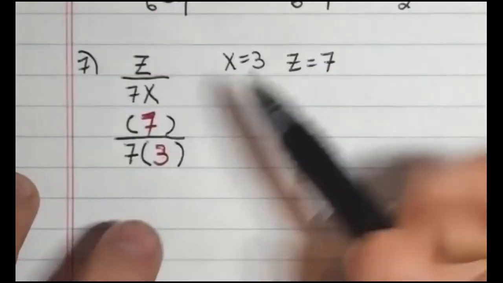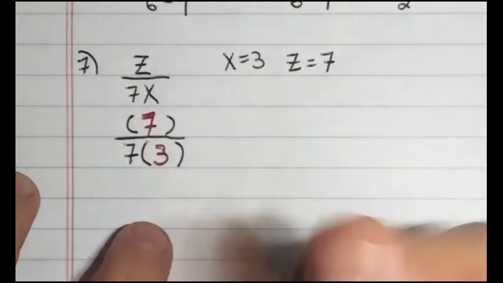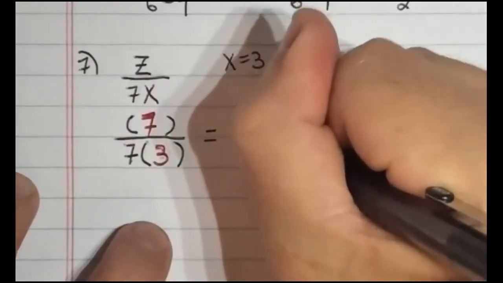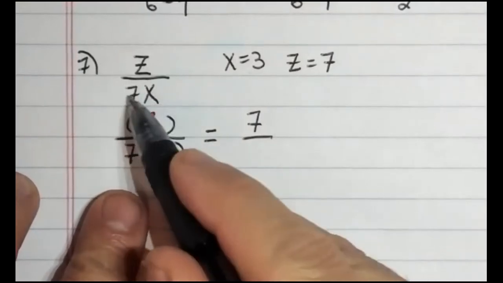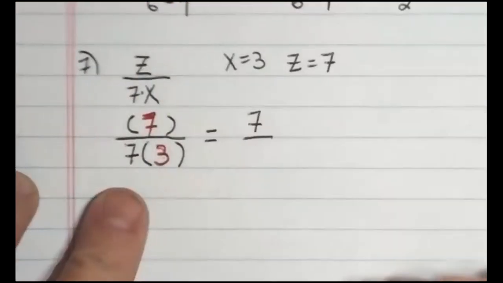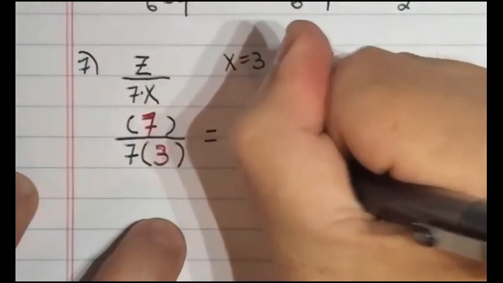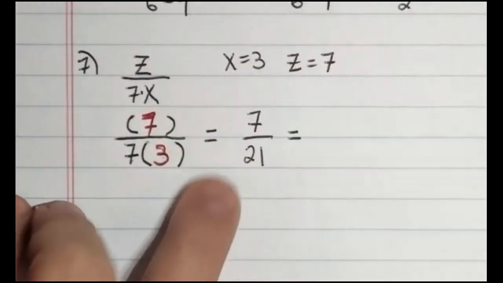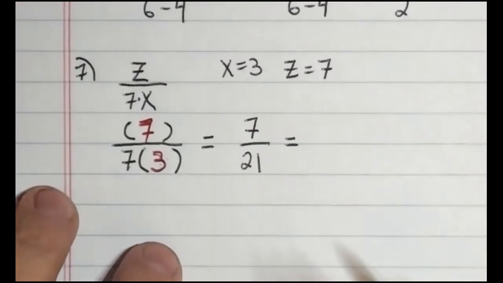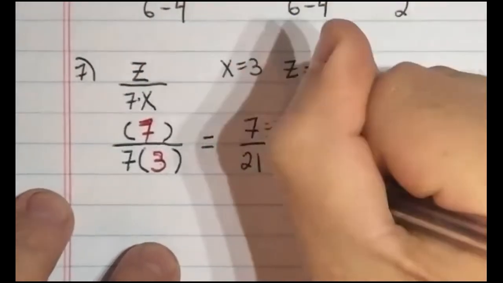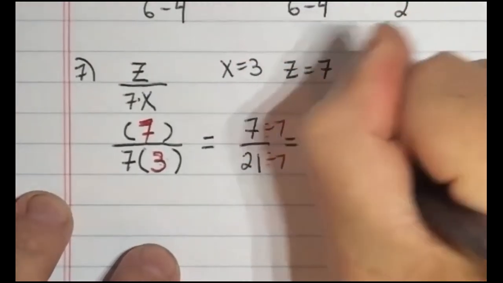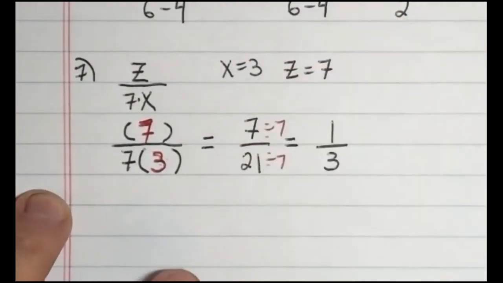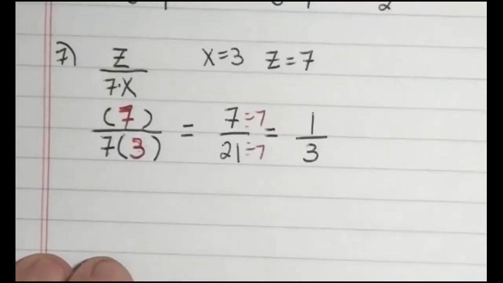Now we can see a couple options here. You can see these 7s are going to cancel out, but even if you didn't, you're going to have 7 over, this is again 7 times 3. 7x means 7 times x. So 7 times 3 would be 21. Problem is that's not reduced. 7 will go into both of those numbers. In other words, I'm dividing 7 into both. And that's going to give me 1 over 3 as my answer to that problem there.